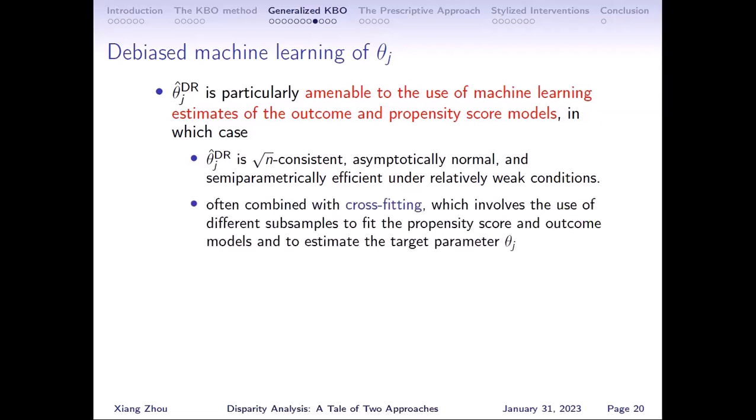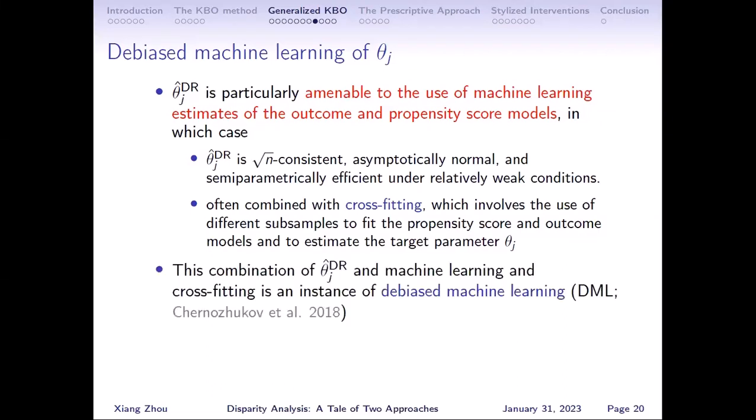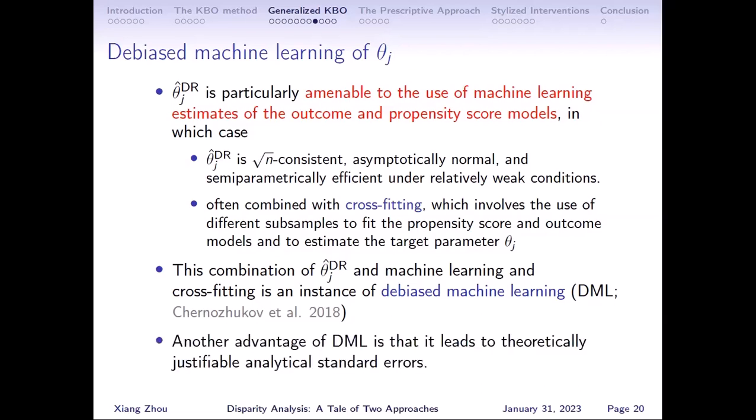And it's often combined with cross-fitting, which involves the use of different subsamples to estimate the propensity score and outcome models, and to estimate the target parameter. Such a combination of a doubly robust estimator and machine learning cross-fitting is just an instance of what Chernozhukov et al. call de-biased machine learning, which has been extremely popular in the causal inference community. But actually it's not restricted to causal inference. It can be used to answer purely descriptive questions as well.